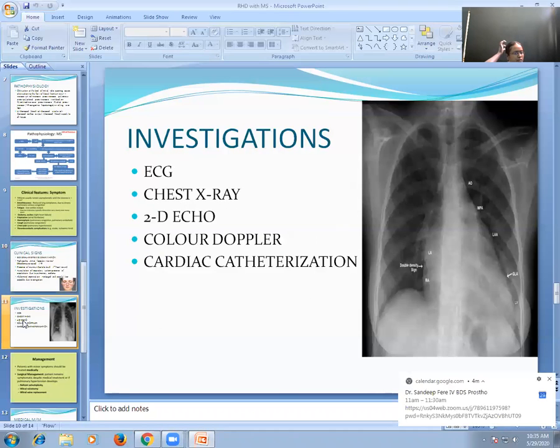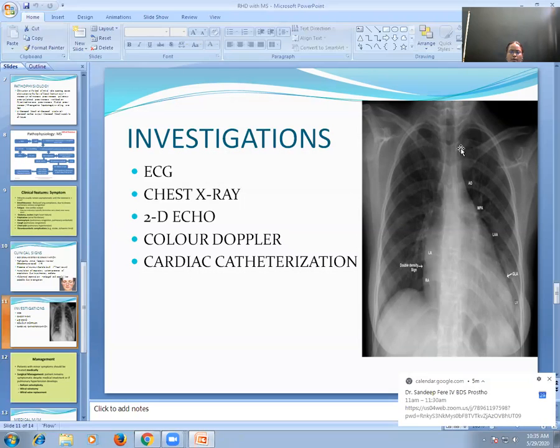Investigations: ECG, electrocardiogram, X-ray chest. In X-ray chest, you get the heart like this. There is enlargement of left atria, which causes straightening of the left border of the heart. The left border of the heart becomes straight, which is because of enlargement of left atria.